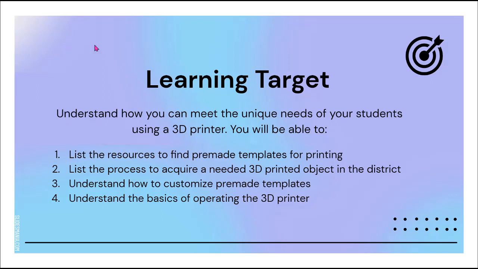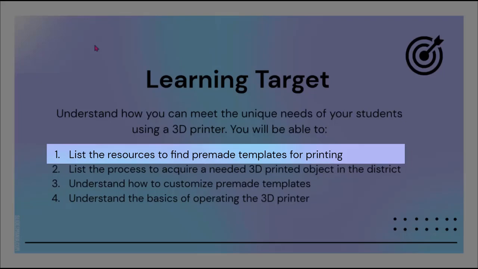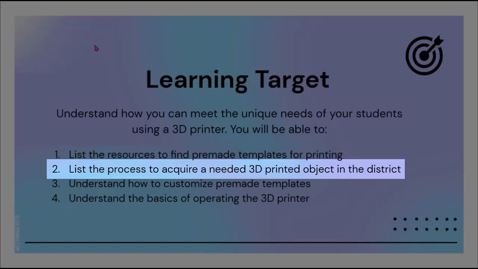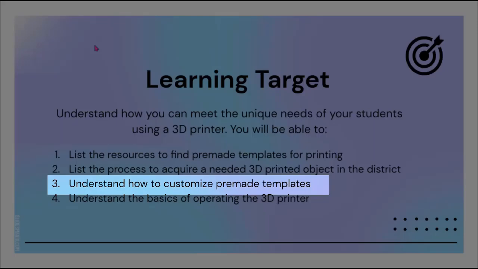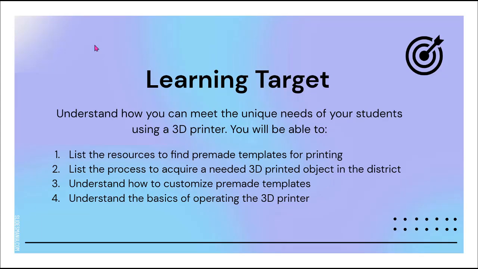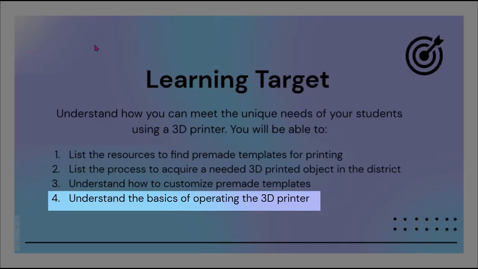So you're going to learn where to find pre-made templates so that you don't have to custom create everything from the beginning. You can just modify something to meet your students' needs. And number 2 there, you'll learn the process for acquiring a 3D printed object at 917. And number 3, you're going to learn how to customize a pre-made grid. So first you're going to learn how to find those pre-made templates, and then you'll learn how to customize them. And number 4, just want you to have a basic understanding of operating the 3D printer.